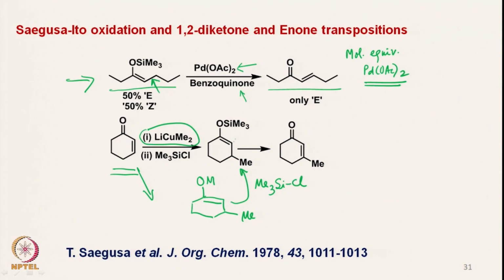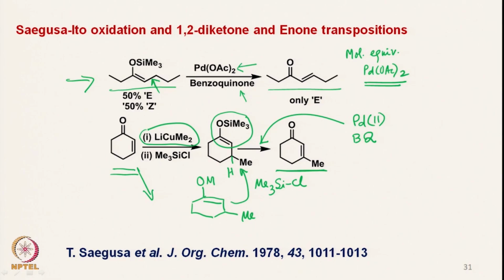And once that enol silyl ether is generated, similar to the one shown above, it would now undergo a Saegusa-Ito reaction, that means palladium acetate, palladium 2, in the presence of benzoquinone. Now that gives elimination from here, this hydrogen goes off and you generate this enone.